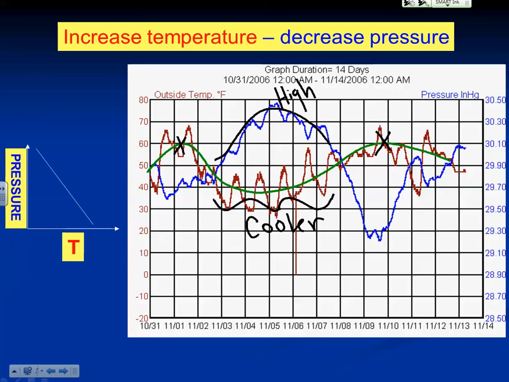And so what I just taught you on that previous slide is shown here in an actual weather graph of temperature versus pressure. And you can see the opposite. As the temperature overall kind of goes up, the pressure drops. And there's the simplified graph. As temperature increases, pressure decreases.